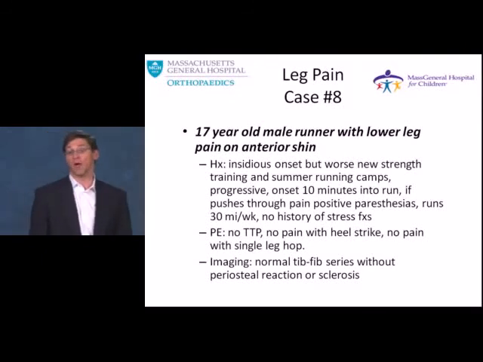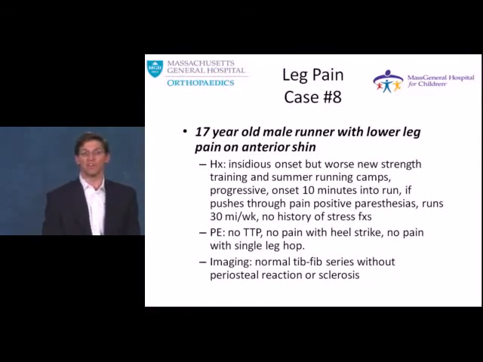His pain is progressive. It comes about 10 miles into the run, and if he pushes through the pain, he does start to get paresthesias, which he describes around his foot. He also runs 30 miles a week, and he has no history of stress fractures. On his exam, you palpate everywhere looking for a stress fracture, and there's no tenderness to palpation. There's no pain with a heel strike, and there's no pain with a single-legged hop. You obtain imaging, and this is a normal tib-fib series without any periosteal reaction or sclerosis.